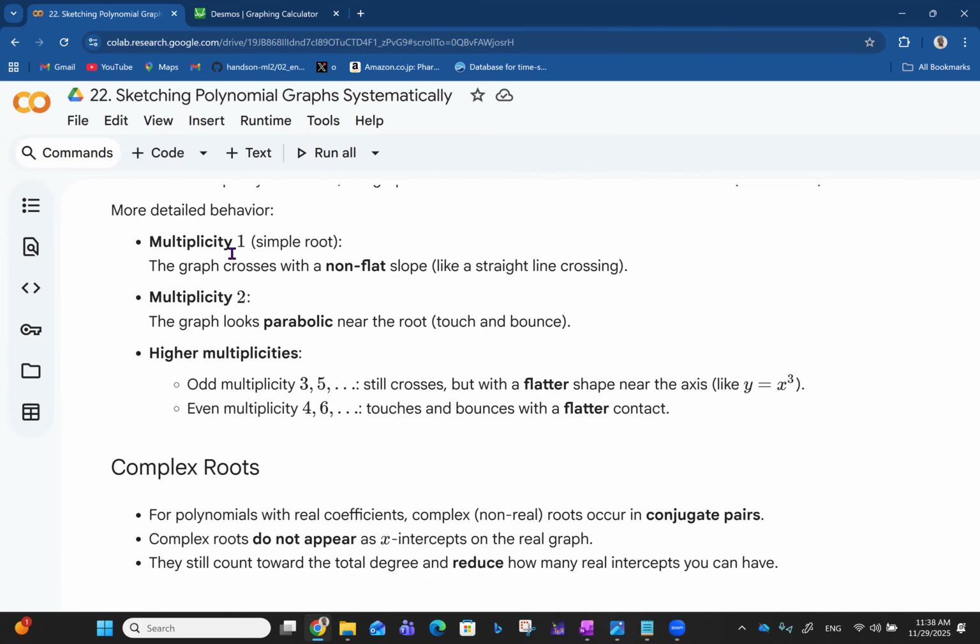So that's why sometimes, even with power 5, you may have just one root showing. It means that root, depending on the nature of the graph, may have a multiplicity of more than one, or the function has some real roots and some complex roots which will not appear on the curve, but they still count toward the total degree and reduce how many real intercepts you can have, right?